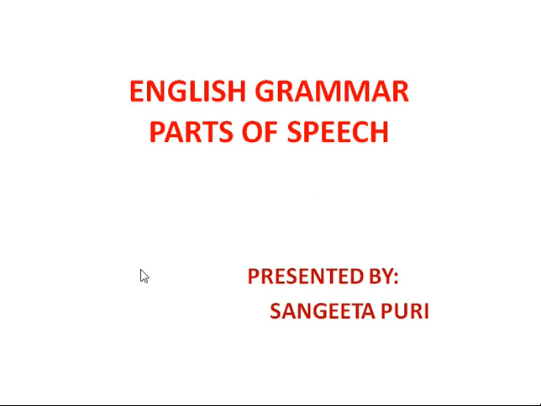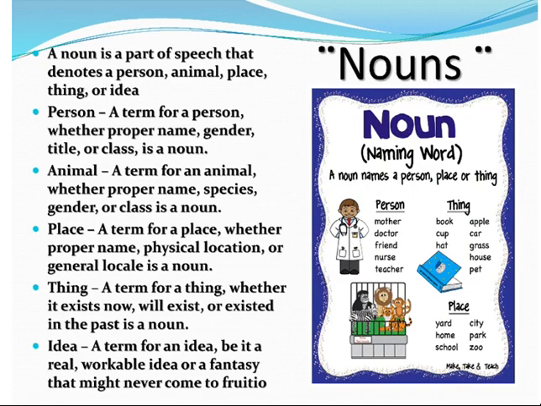First of all, how many varieties of parts of speech are there? Students, I have discussed this with you before also. There are 8 kinds of parts of speech, under which come noun, then pronoun, then adjective, then verb, then adverb, then preposition, then conjunction, and the last is interjection. So students, let's start from the very first one, which is called noun.